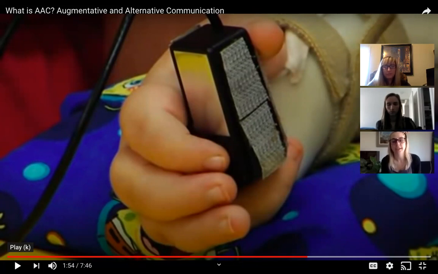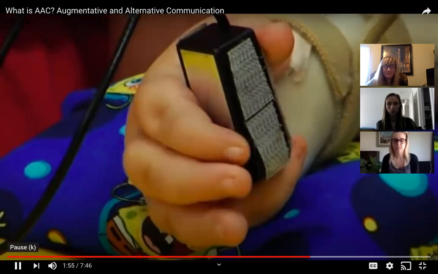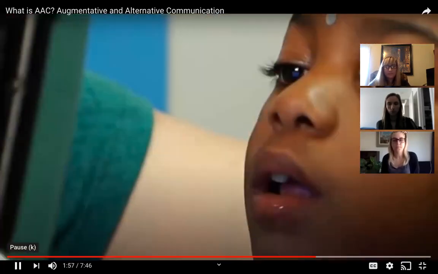which is an indirect way of utilizing vocabulary. So we'll have pictures of the core vocabulary word we're targeting, and then they'll hit the switch to utilize whatever core word we're using. A switch connected to a device, head pointing, and eye control.